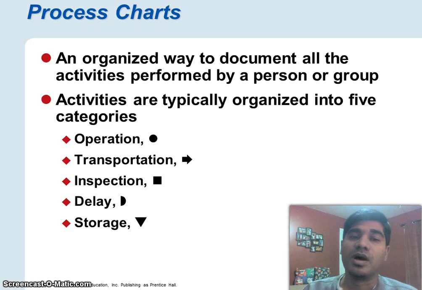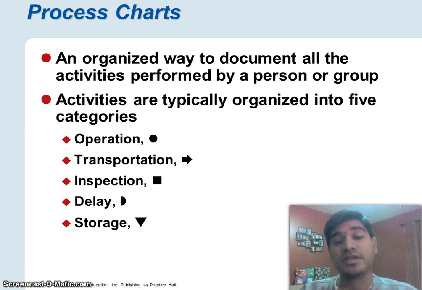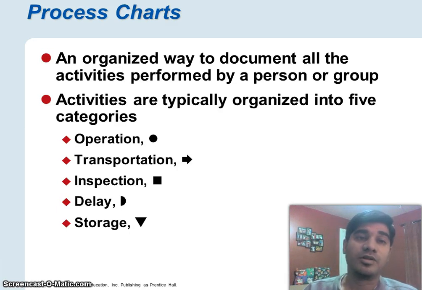I think we talked about how a process chart can be used to document all the activities that are performed by a person or a group. Now, as I had talked about before, this is kind of a review, but these activities are typically organized into five categories. You have operation, which is denoted by a circle, and then you have transportation, which is denoted by an arrow, and then you have inspection, which is denoted by a square, and delay denoted by a symbol D, which is filled in the middle, and then you have storage, which is denoted by an inverted triangle.